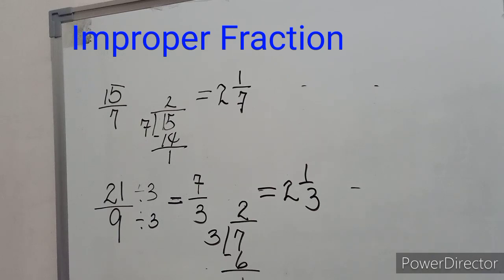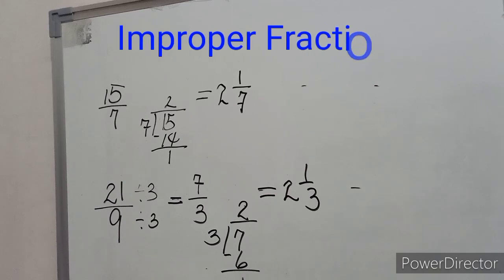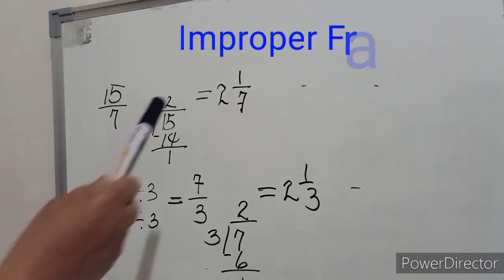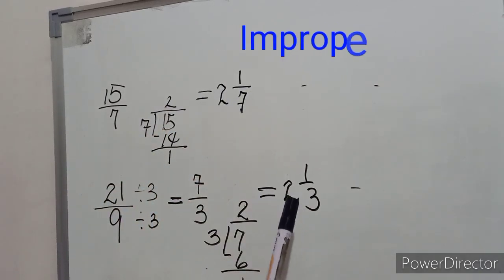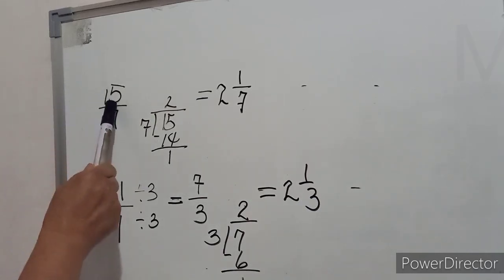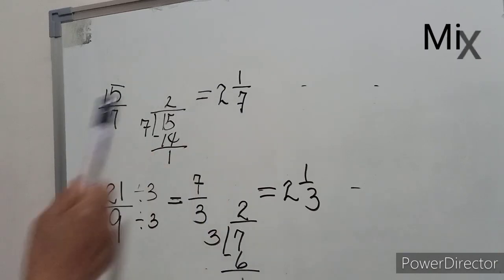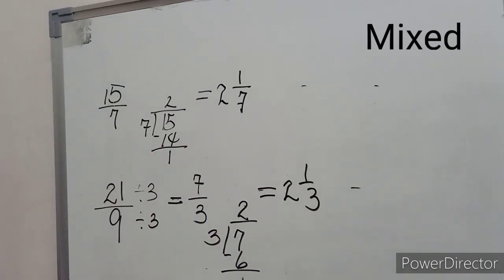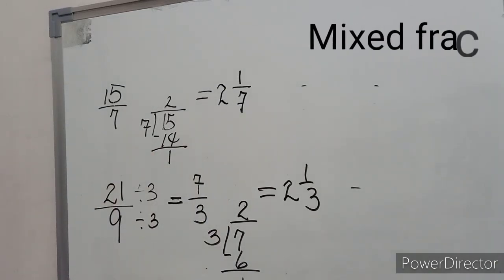The results 2 and 1/7 and 2 and 1/3 are what we call mixed fractions. Why mixed? It is because it is a combination of a whole number and a fraction. A whole number and a fraction. So the improper fraction had been changed into a mixed fraction.